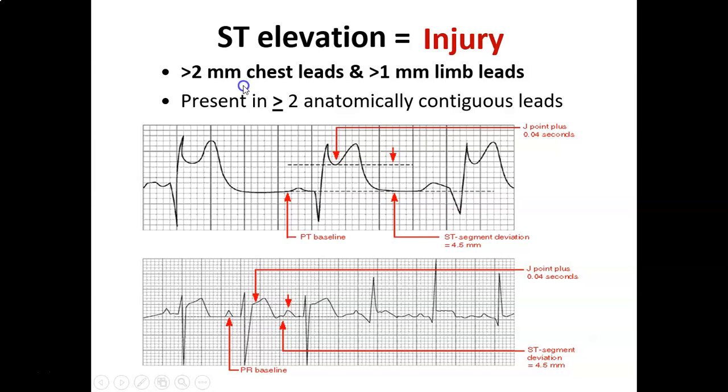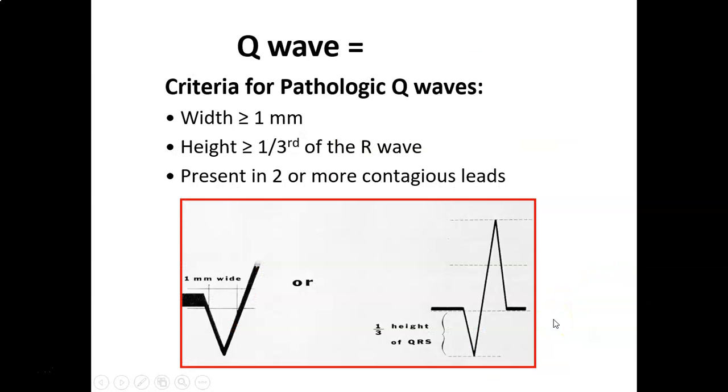And when this ST segment elevation is present in 2 or more anatomically related or contiguous leads, then it becomes clinically significant. This is the area highlighted as ST segment elevation. And you see the J point is definitely elevated. So elevation of the ST segment along with the J point is clinically important.